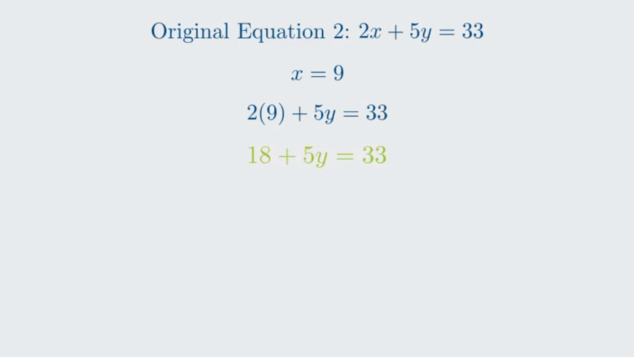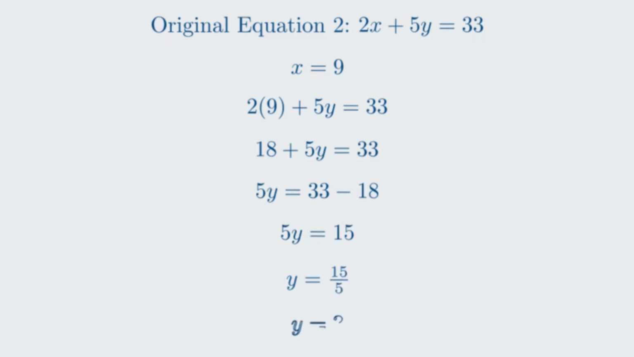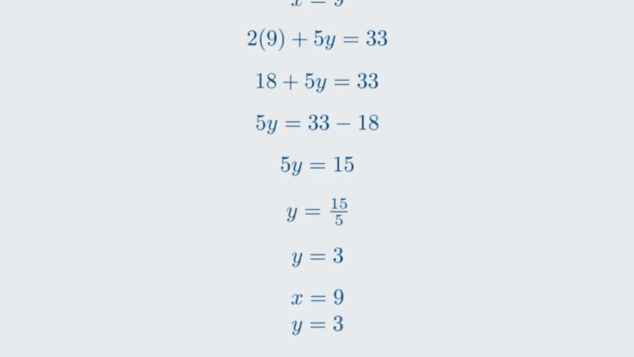To get 5y by itself, we subtract 18 from both sides of the equation. 33 minus 18 is 15, so 5y equals 15. Finally, to find y, we divide both sides by 5. 15 divided by 5 is 3, so y equals 3. We have now found the value of y. Our solution is x equals 9 and y equals 3.